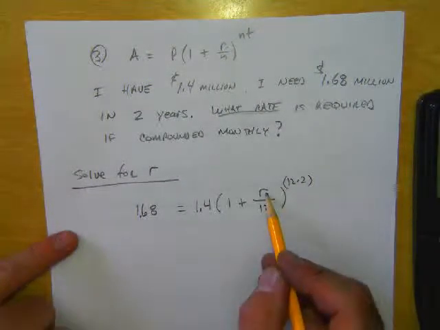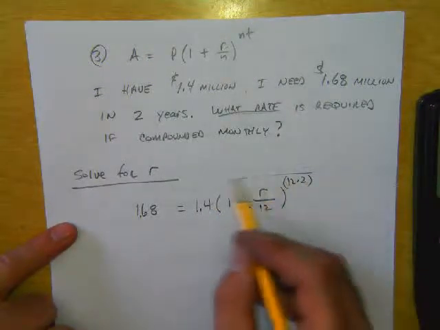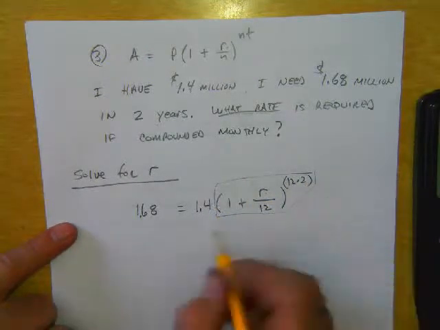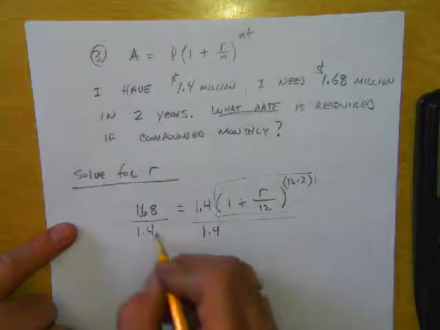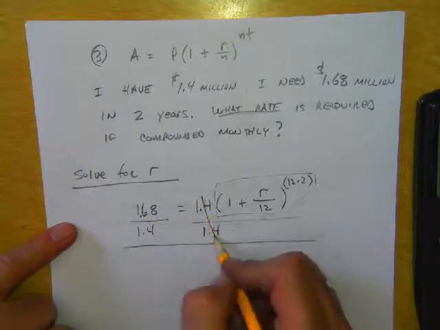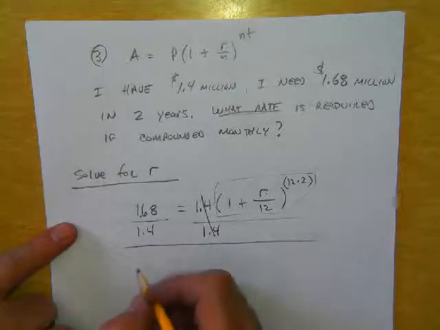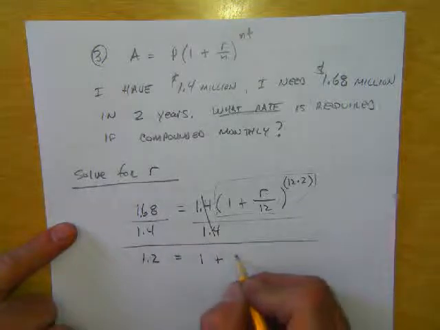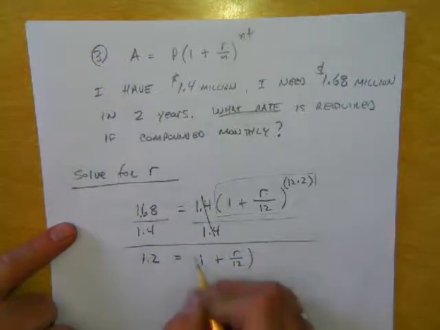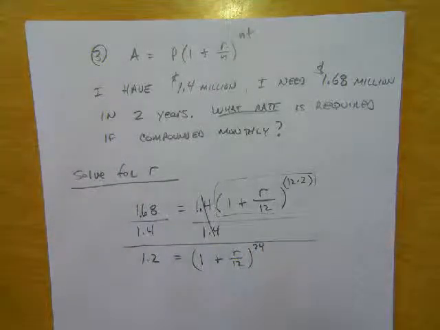So now we have to solve for R, and I'm seeing that we have 1.4 times this chunk of stuff. So let's divide both sides by 1.4. So that cancels, and 1.68 divided by 1.4 is 1.2, which equals 1 plus R over 12 to the 24th power.